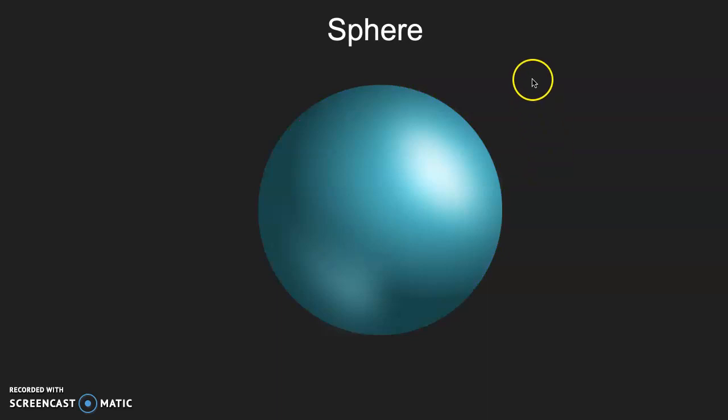This next shape is a sphere. So this sphere is three-dimensional. You can see by the shading, I know it's a tough picture to tell, but it is three-dimensional. It is like a ball, so we can pick it up.